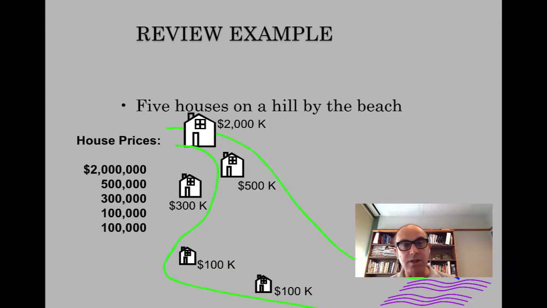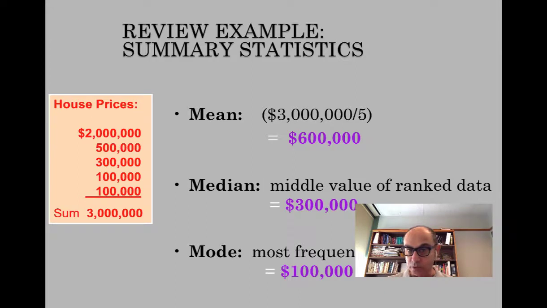So let's take a simple example. We have 5 houses on a hill by the beach. Each price stands for the price in the market, and we add those prices together.